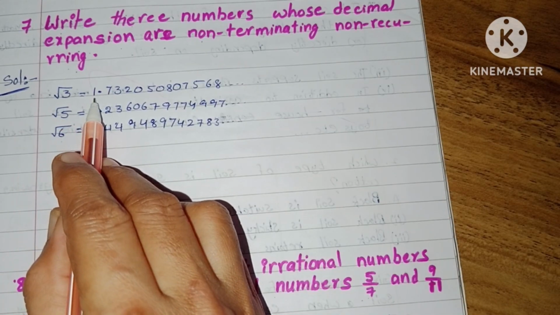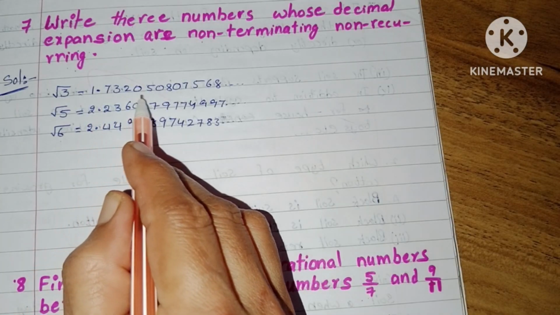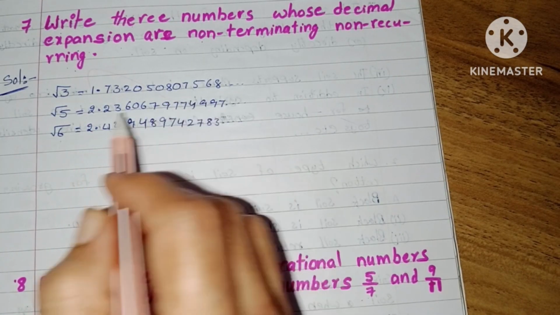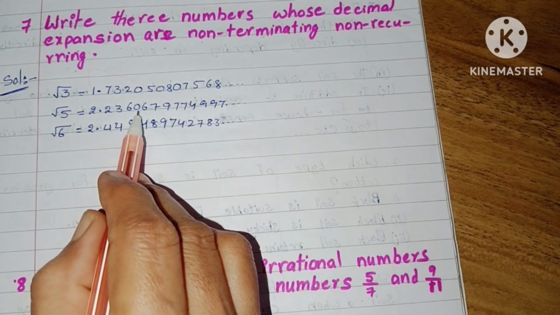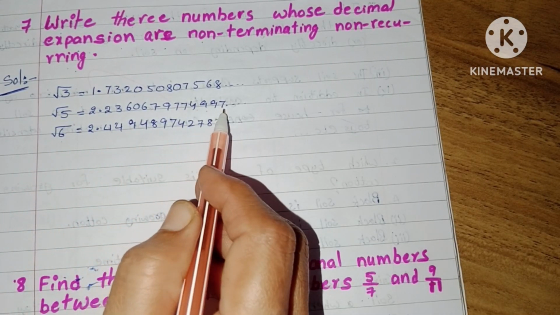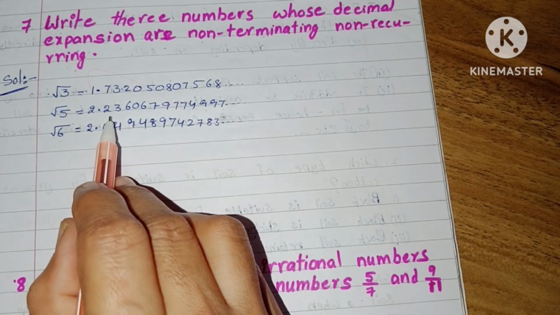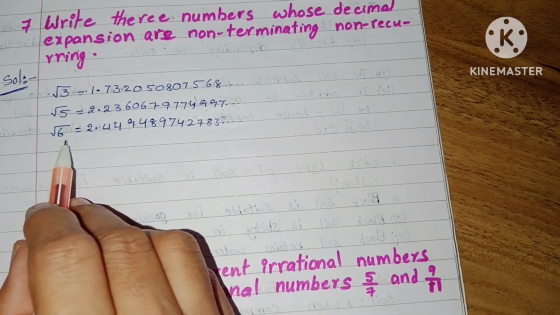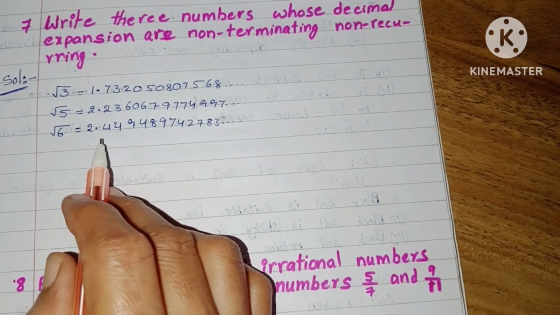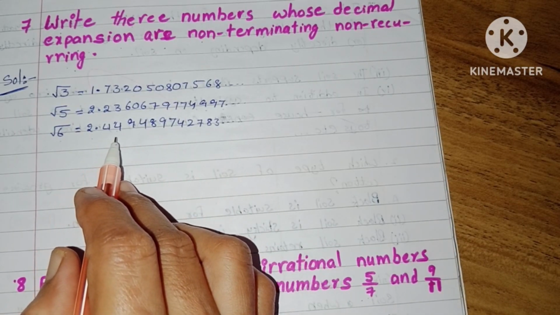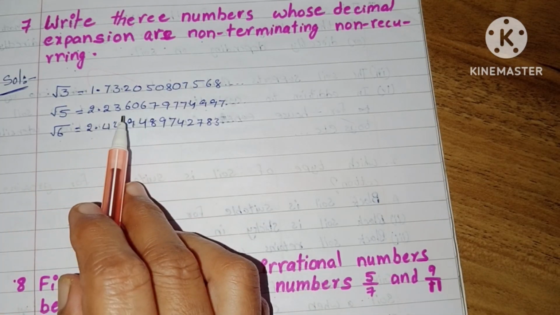So root 3 is equal to 1.732050807568 and so on. None of the blocks of digits is repeating in the decimal expansion. So it is non-terminating and non-recurring. Root 5, 2.23606797749997 and so on. So this is the root 5 decimal expansion. There is no block of digits repeating, and root 6 also 2.449489742783 and so on. So no repeating block of digits is in the decimal expansion. So these three are examples of non-terminating, non-recurring decimal numbers.